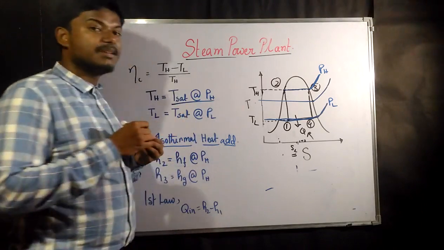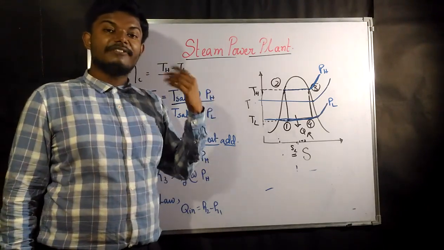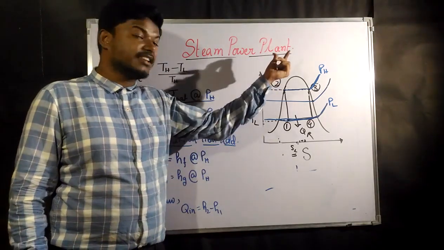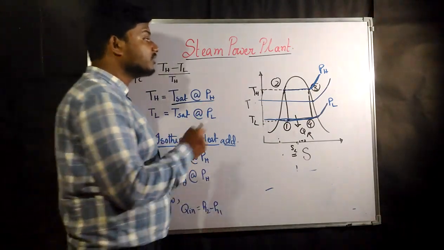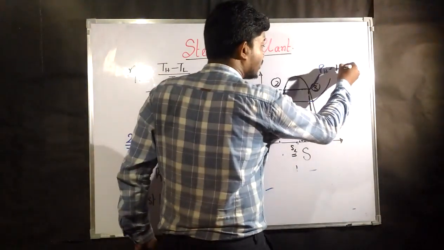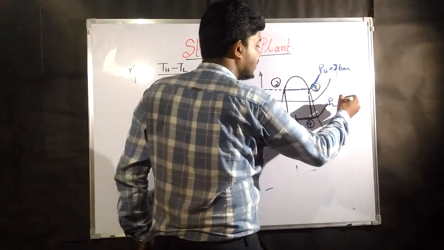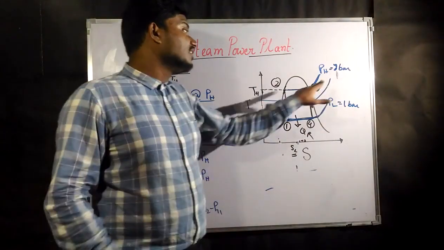Okay, if you open a steam table, you are going to find the saturated region. In that saturated region they are going to give random pressures. Now suppose they have given a pressure of 1 bar, or 8 bar. Suppose this is given as 8 bar, this is given as 1 bar.